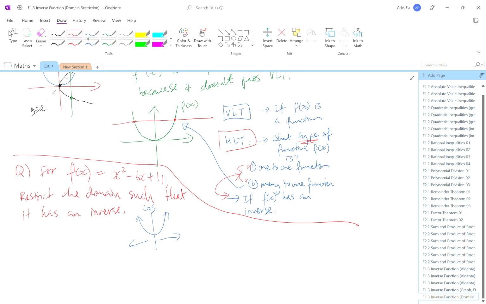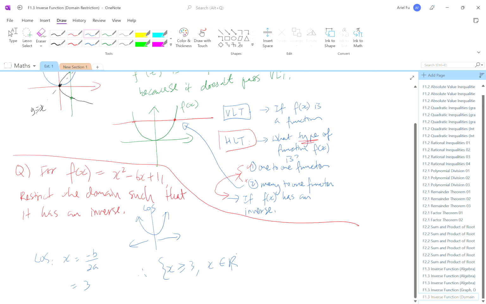For this particular question, I know the line of symmetry happens when x equals negative b over 2a, which happens when negative b is 6 over 2a, which is 3. So I know that the domain restriction will be x greater than or equal to 3 for all x a real number.